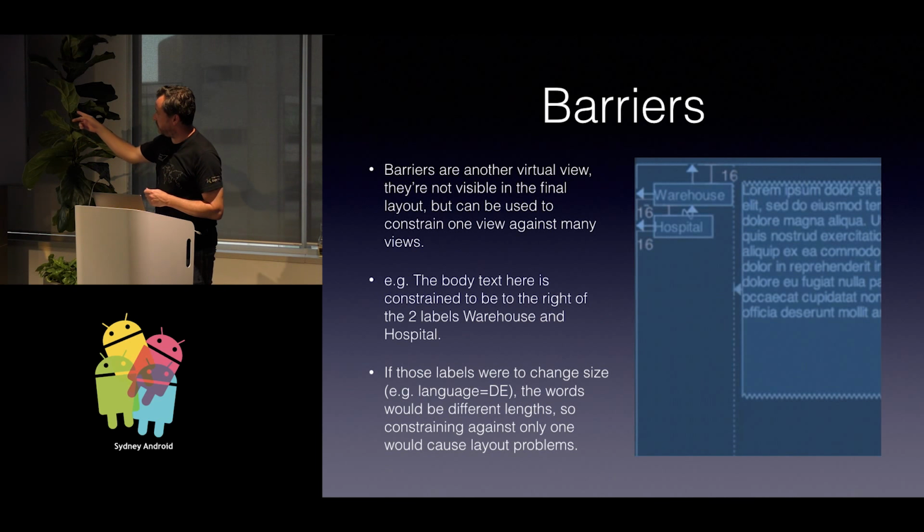Again, here with the barriers, as we talked about earlier, we've got two text views on the left-hand side. One is warehouse, and one is the word hospital, and some random text on the right-hand side that's constrained to those two. The barrier is the vertical dotted line. Now, if we were to change the language of this example, the word warehouse in German is quite short. The word hospital in German is quite long. But the barrier would still be on the right-hand side of both of those text views, so your main content on the right-hand side would never overlap one of those views.